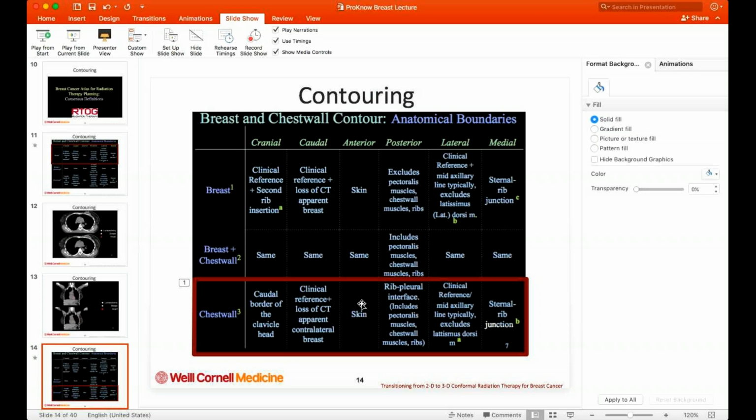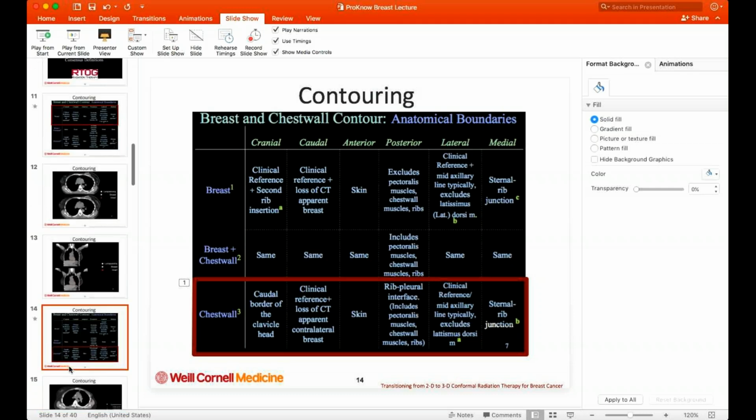Anteriorly, again, the boundary is the skin. Posteriorly, this time you want to include the pectoralis major and the minor, as well as the ribs, but you don't want to include any of the lung on your posterior contouring of the chest wall. Laterally, again, at the mid-axillary line is where it ends, and you don't include any of the latissimus dorsi muscle. And medially, where the sternum and the ribs meet.